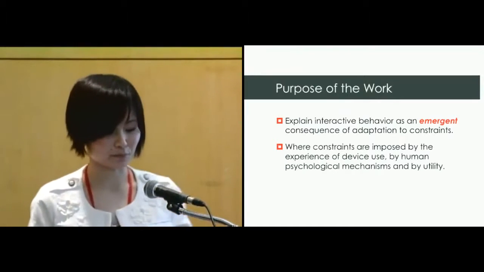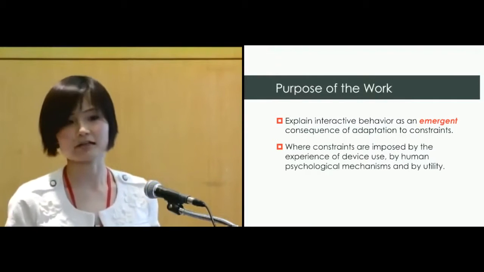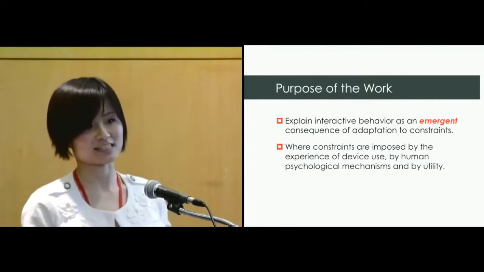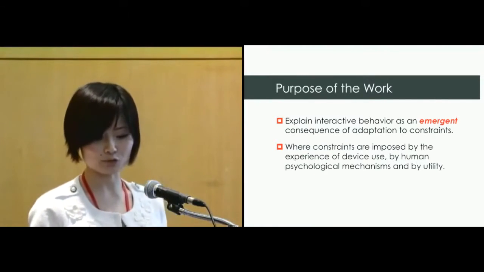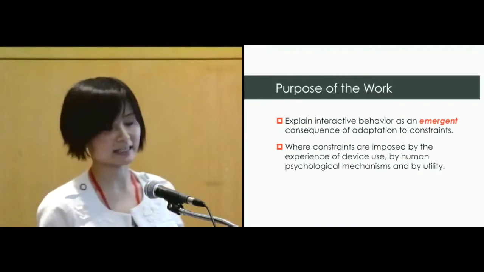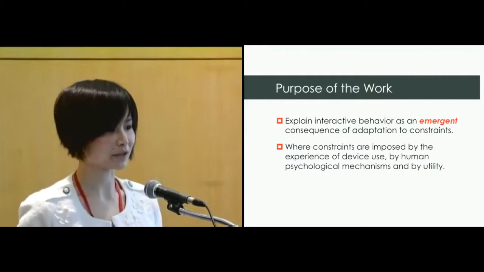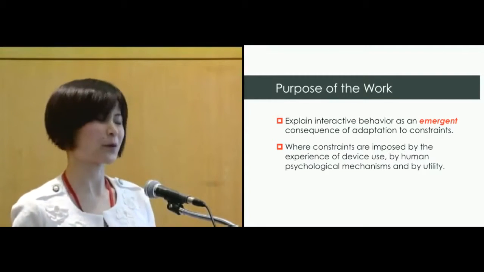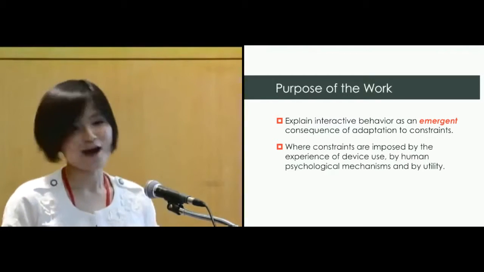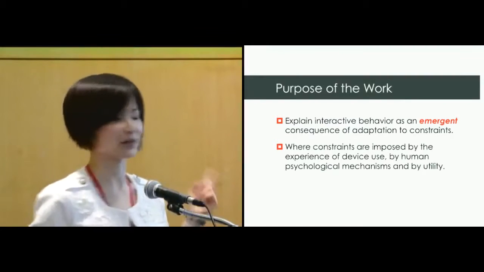Okay, let's start with the purpose of this work. The purpose of this work is to explain interactive behavior as an emergent consequence of adaptation to constraints, where the constraints are imposed by the experience of device use, by human psychological mechanisms, and by utility. Hopefully by the end of this work you will understand these points. Or even better, if you don't quite understand and you're curious enough to read our paper, that would be great. And for someone who cannot wait to meet Sai, this will be the quick take-home point.